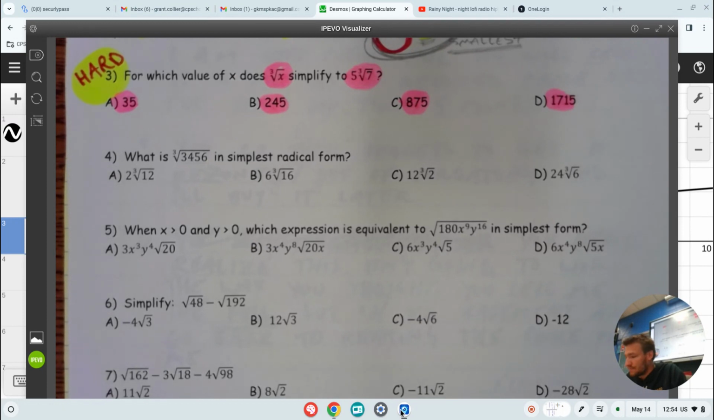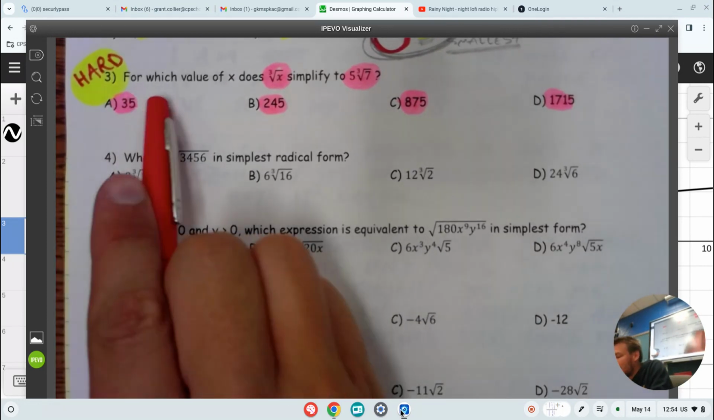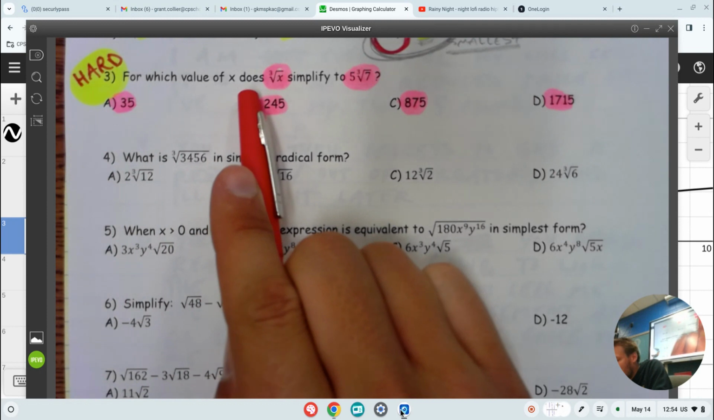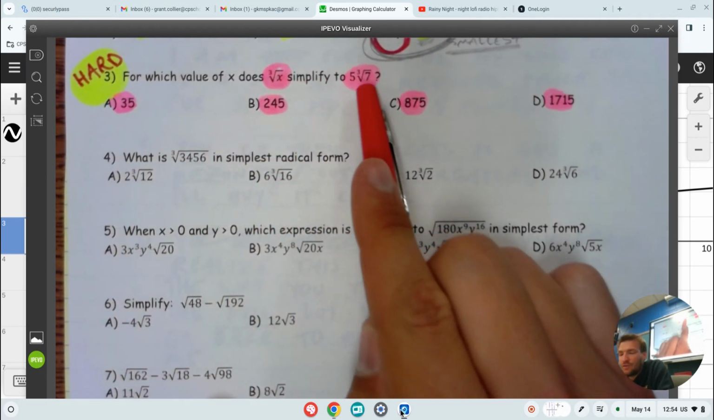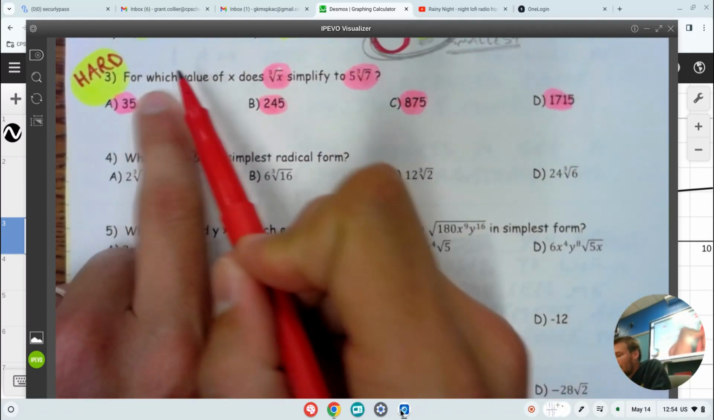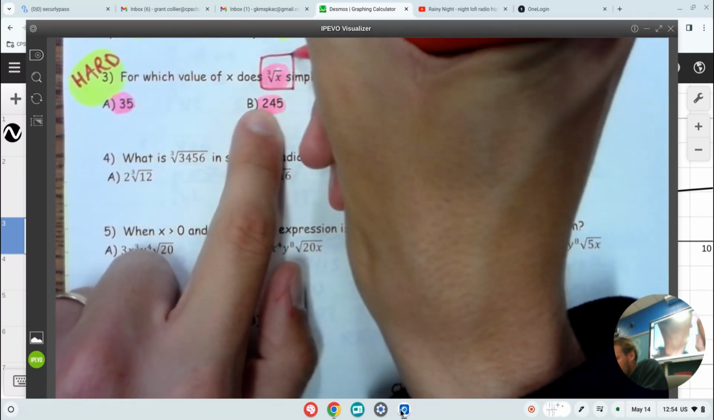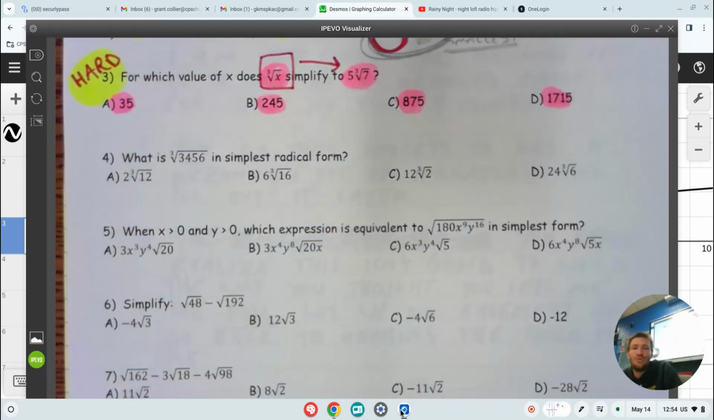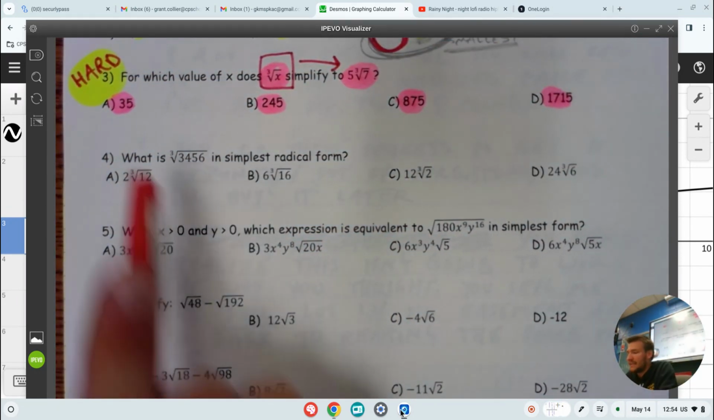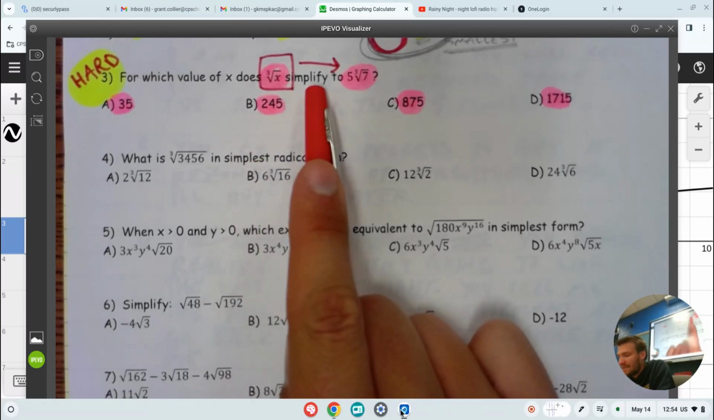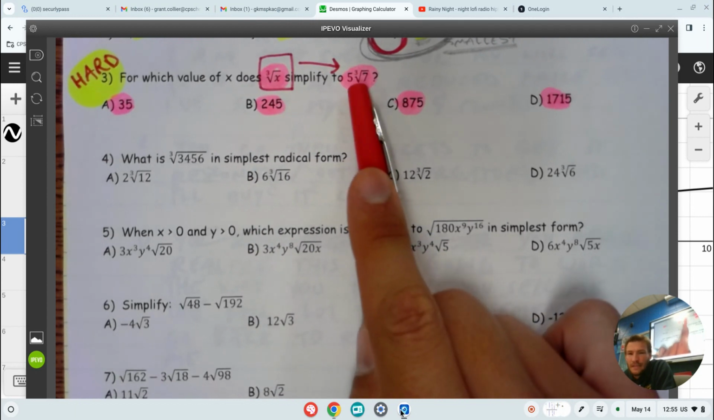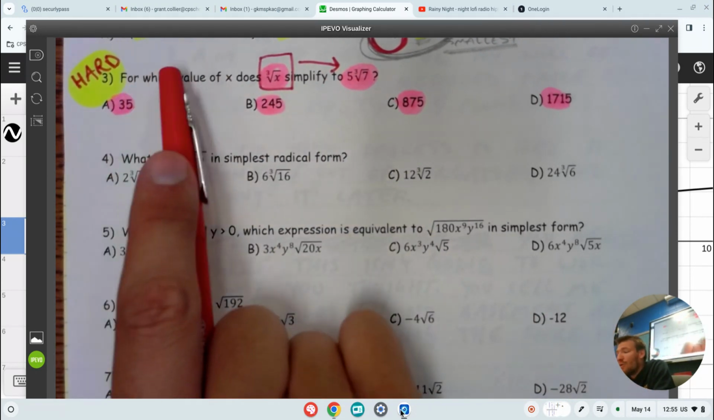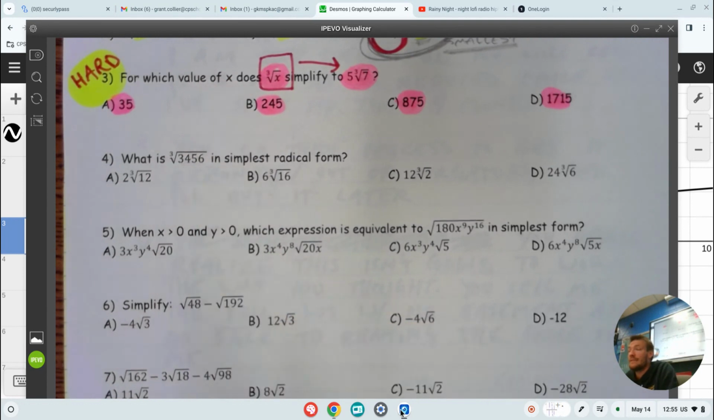What we're going to do is, it says, for which value of x does the cube root of x simplify to 5 cube root 7? So it seems like we want to turn this piece and simplify it into that piece, right? It says, for which value of x does this simplify to that? So we want to turn this original into this piece. Then it says, for which value of x, which makes me think we need to be changing that x.